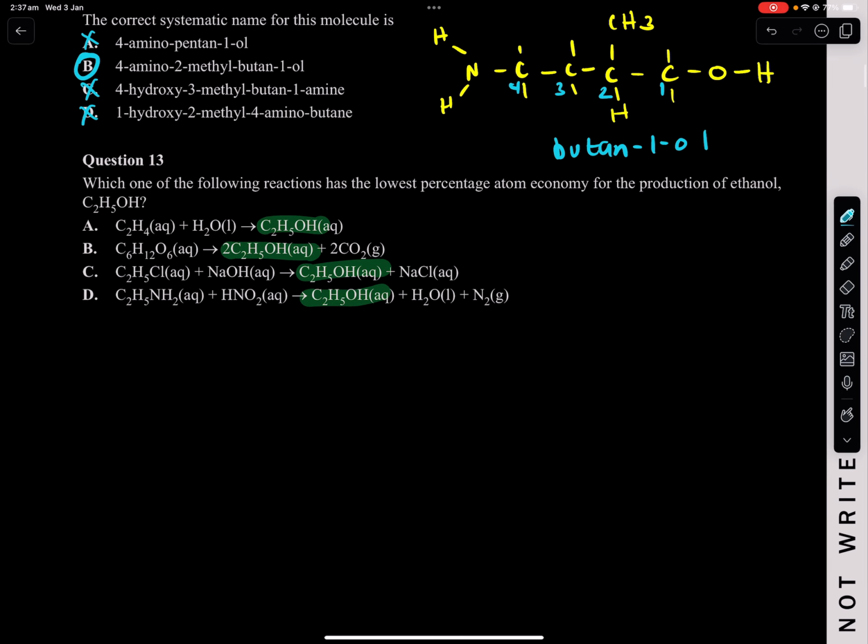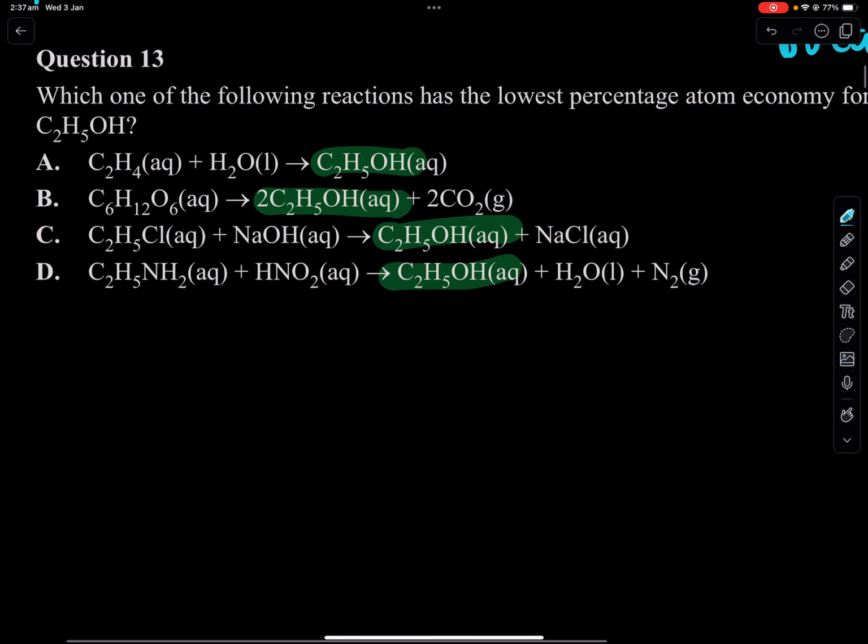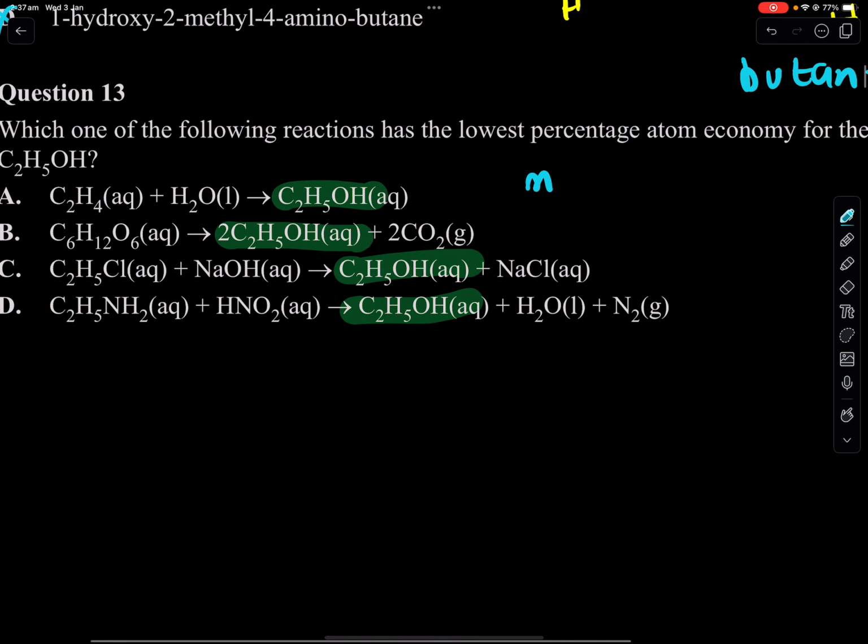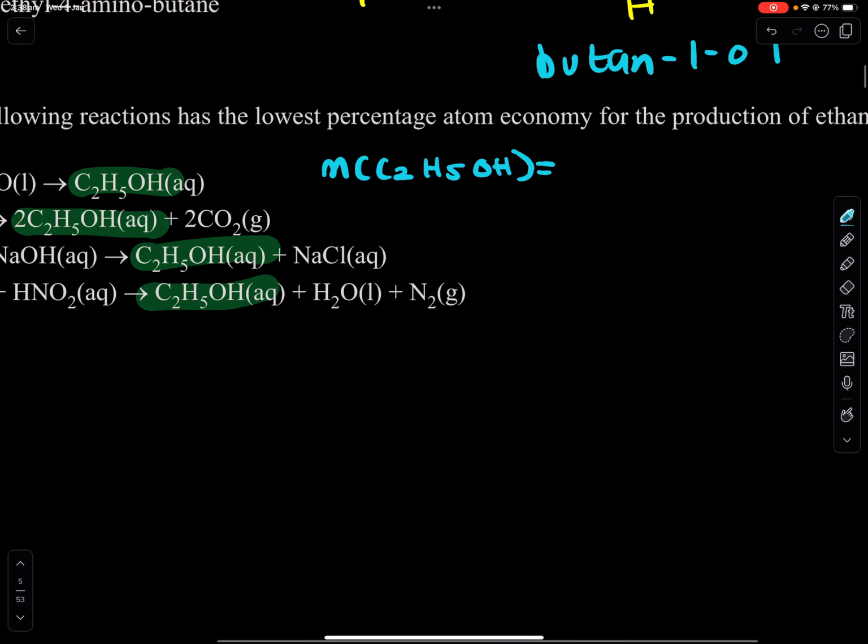All right, so we have ethanol. What is its molar mass? C2H5OH. Because we have 2 carbons, so 2 times 12, plus how many hydrogens? We have 6, plus 1 oxygen, which is plus 16. And that gives me 46.